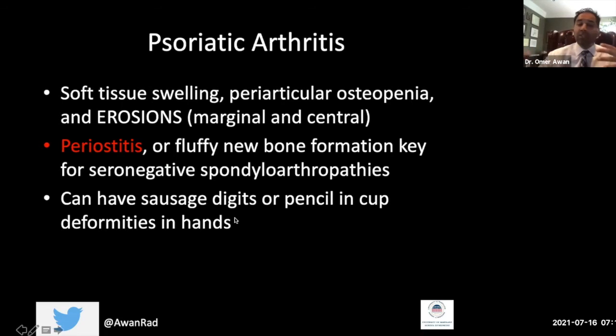You can also have sausage digits, arthritis mutilans, destruction of the joint, and pencil-in-cup deformities. Those are also very central to psoriatic arthritis.